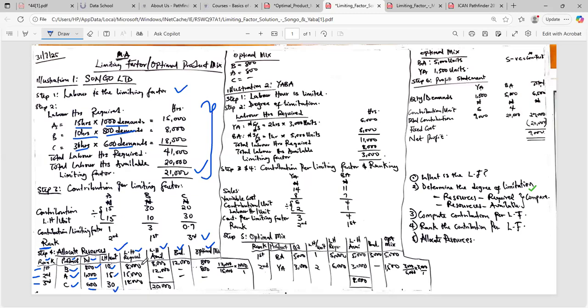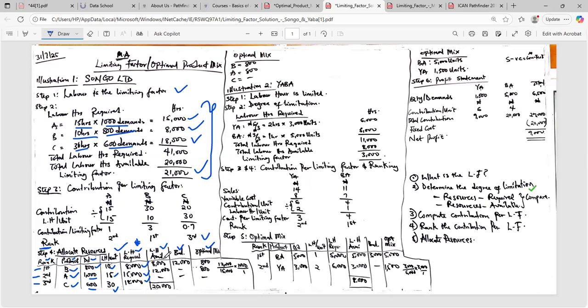800 times 10, 8,000, which is this 8,000 you are seeing here. We are just repeating what we have done in step 2 already, so there's no rocket science here. 1,000 times 15 is 15,000. 600 times 30 is 18,000. So this is the 15,000 and this is the 18,000. Once you get your labor hour required, we are done. We'll now move to labor hour available.